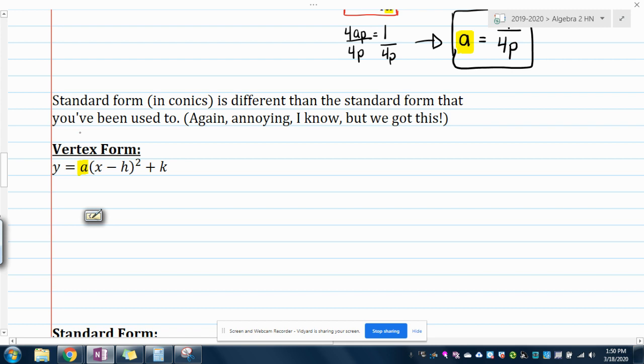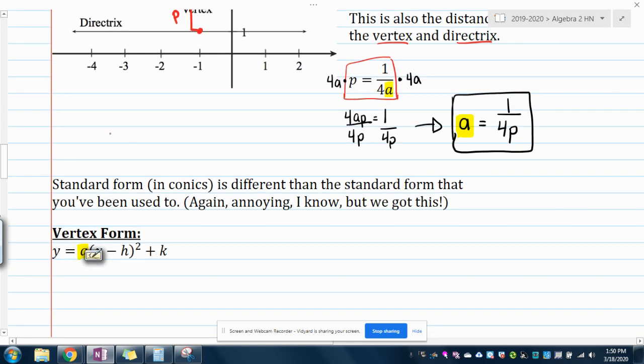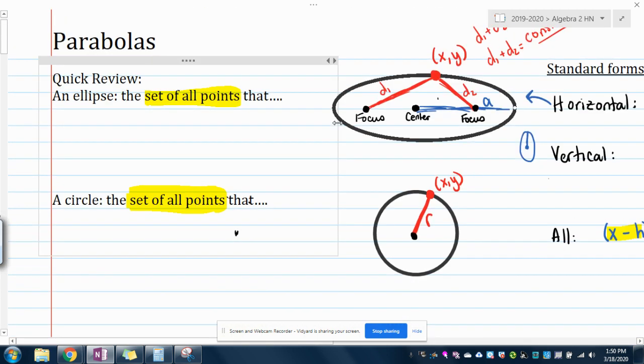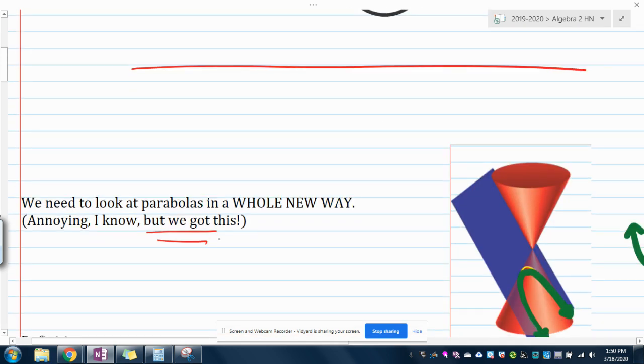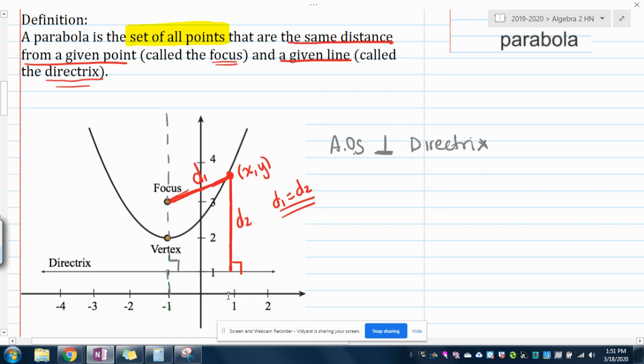So we are going to derive the standard form. So this is where it gets annoying. Standard form in conics is different than the standard form that you've been used to. Again, annoying, I know, but we got this. So again, from up top, when we did the standard form over here, I want to remind you that there's always that x minus h and there's always that y minus k. Also, what I want in my standard form is a P because that is important here. Let's go down.